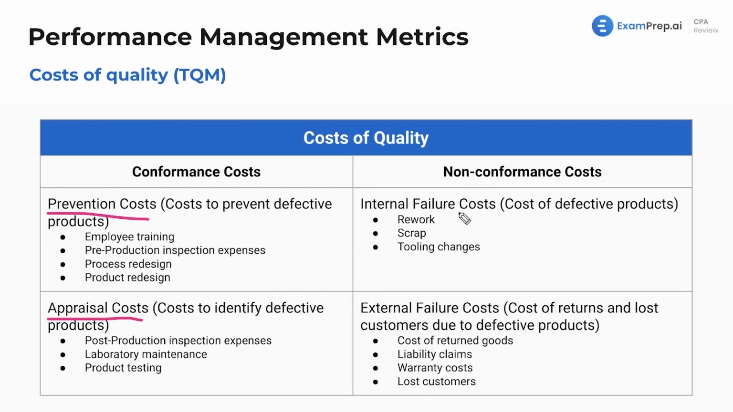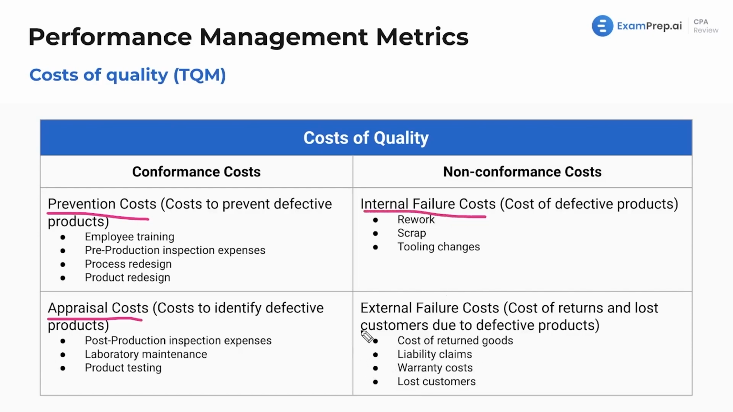And non-conformance, internal failure costs. This is we messed up. Cost of defective products. We got to rework them, scrap them. I'll go over that in a second. External failure costs. These are once it gets to the customer for whatever reason. I mean, maybe it is because we made a mistake, or they just don't like it. Defective products, returns, liability claims.